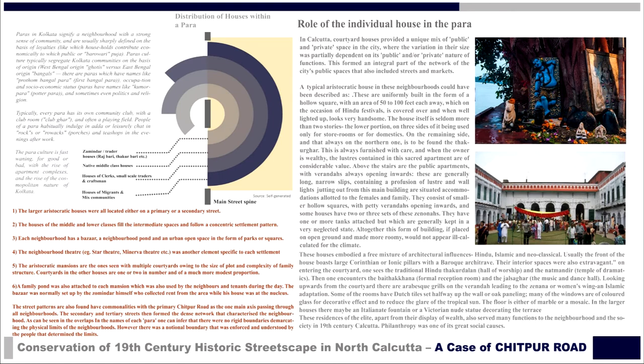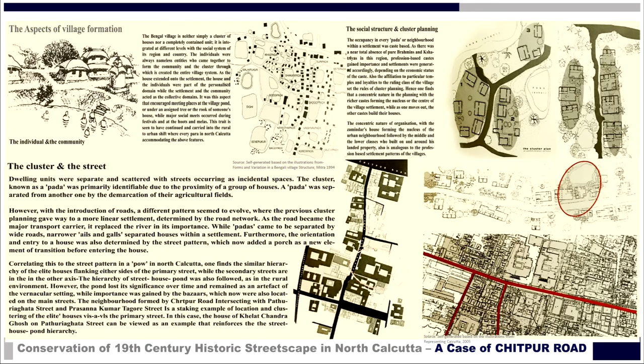The zamindars and the rajbaris, apart from their display of wealth, also served many functions to the neighborhood and the society in 19th century Calcutta. These courtyard houses provide a unique mix of public and private spaces, and the primary aspect of village formation had a shift in the social structure and cluster planning.